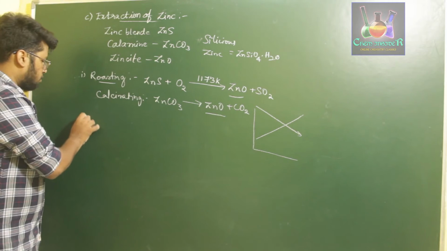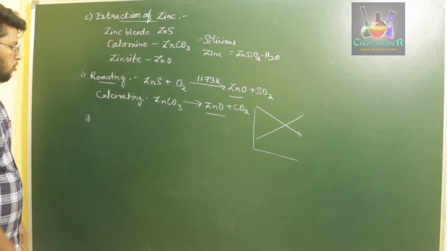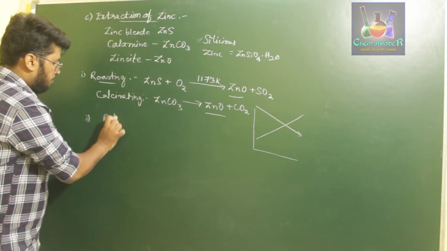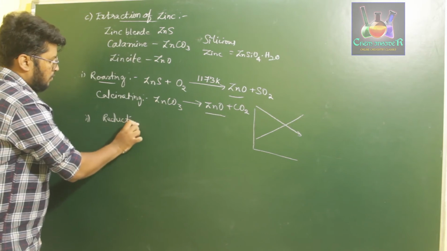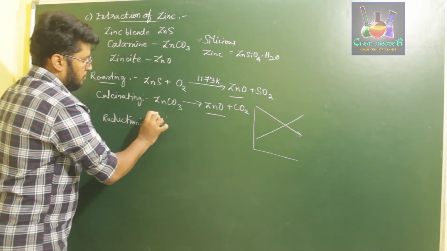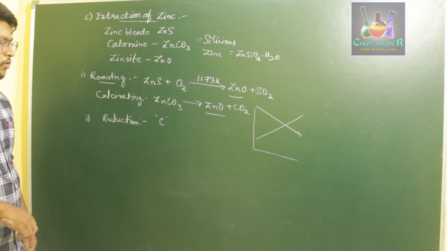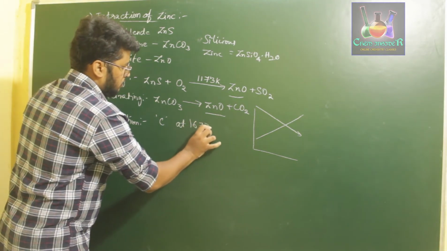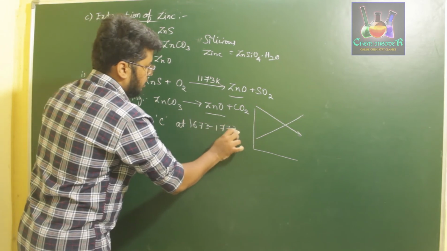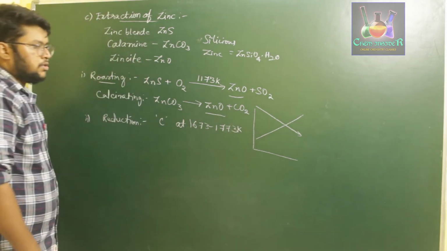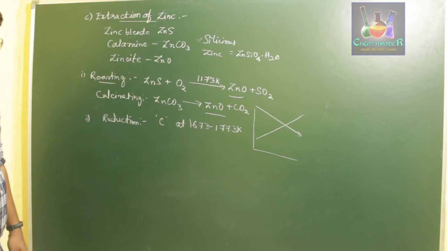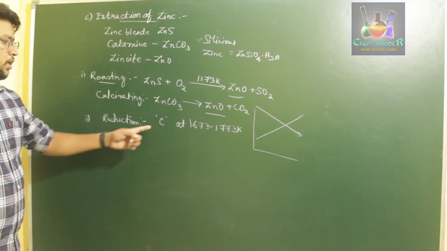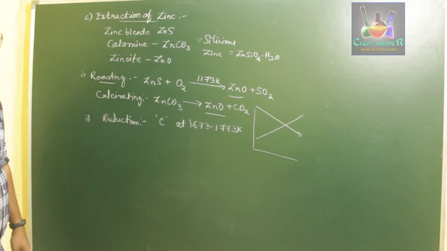Therefore, for reduction of the metal oxide of zinc, we use carbon, that is coke. We can use coke at a temperature of 1673 to 1773 Kelvin. So at a temperature of 1673 to 1773 Kelvin, we can use carbon as a reducing agent for zinc oxide to zinc.